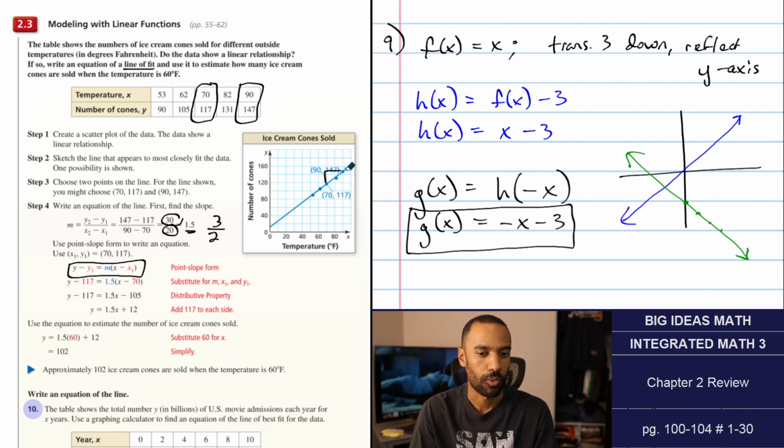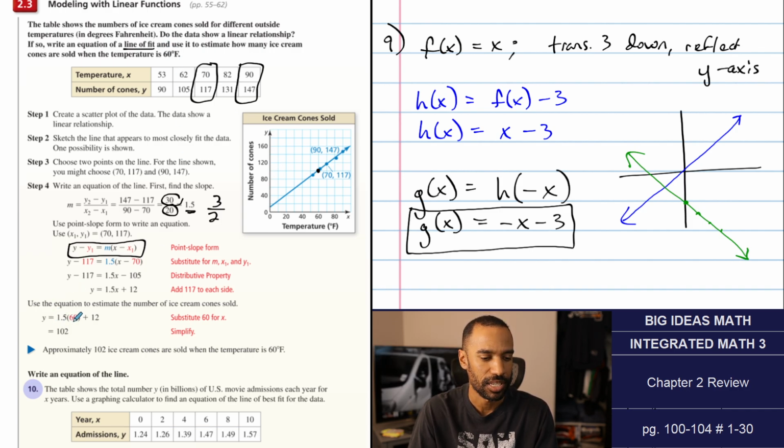But we have an equation and we are going to interpolate data. We're going to find out and estimate the number of ice cream cones sold at 60 degrees Fahrenheit, which is within our data. That would be about right here. 60 degrees looks like it'll be about 100 cones sold. Let's see what happens when they plug it into this. 1.5 times 60 is 90. 90 plus 12 is 102. So approximately 102 ice cream cones are sold when the temperature is 60 degrees Fahrenheit.